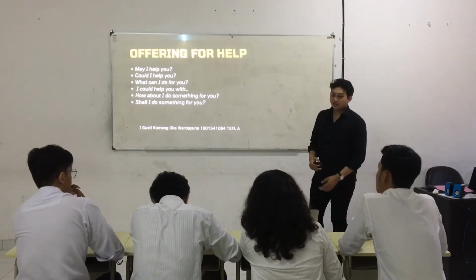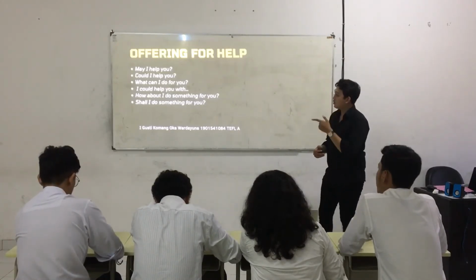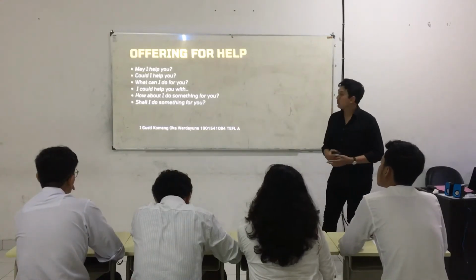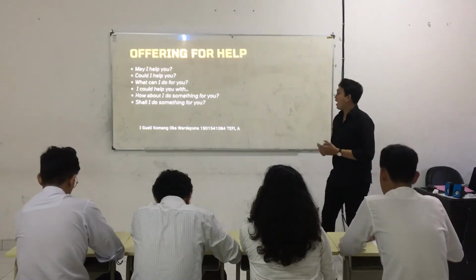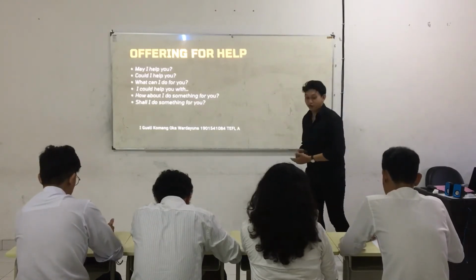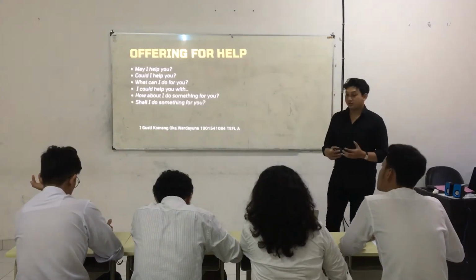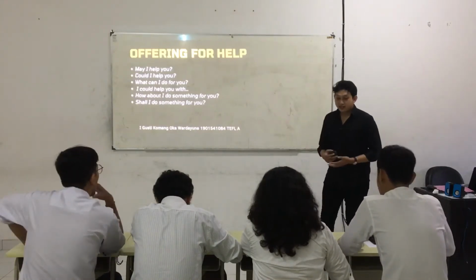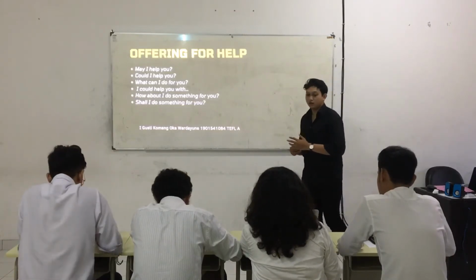And another expression for offering help can be used with older people. The examples are, may I help you? Could I help you? What can I do for you? I could help you with. And how about I do something for you? This offer is optional. We give a choice to the person we will help, whether they need help or not, and we can replace something with what we will give.